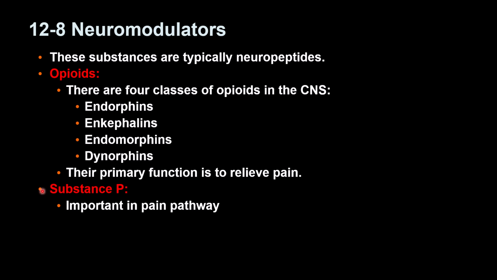And substance P is the opposite of that. So it is released in the areas that are damaged due to any kind of inflammation, trauma, or infection, and that will stimulate the nerve endings, and that information is sent to the brain, and that's how you feel the pain. So it's just the opposite of opioids.